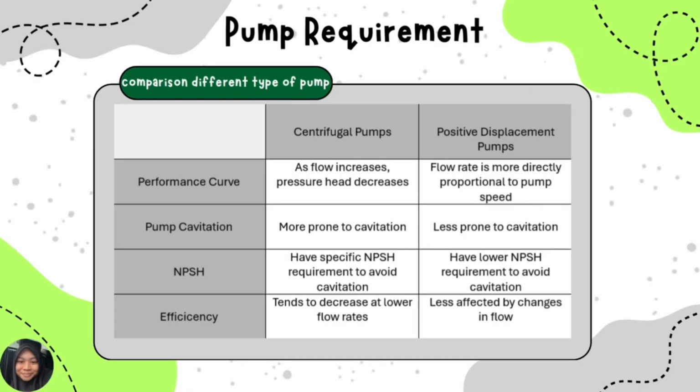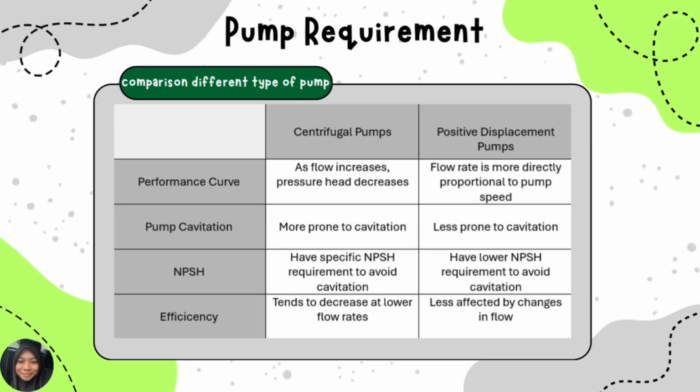which is centrifugal pump and positive displacement pump. For performance curve, in a centrifugal pump, as flow increases, pressure head decreases. For a positive displacement pump, flow rate is directly proportional to pump speed. For pump cavitation, a centrifugal pump is more prone to cavitation. A positive displacement pump is less prone to cavitation.